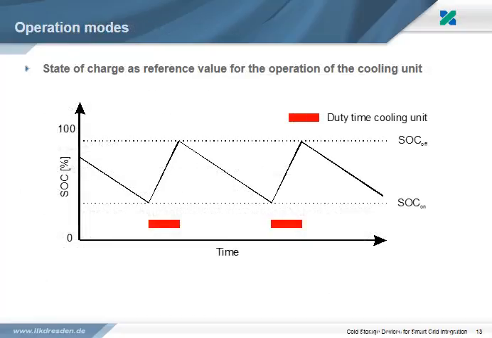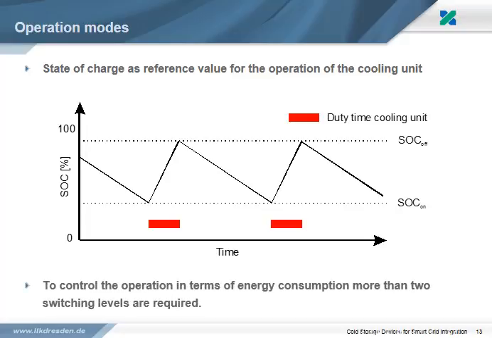With the cold storage system, one is now able to take the state of charge as reference value for the operation of the cooling unit. Again, the red lines mark the operation of the cooling unit. And these red lines indicate a simple exchange of the reference value, that means state of charge instead of temperature, does not give any advantages in terms of flexibility of energy consumption. To control the operation in terms of energy consumption, it is necessary to have more than these two levels, which is shown in the next slide.